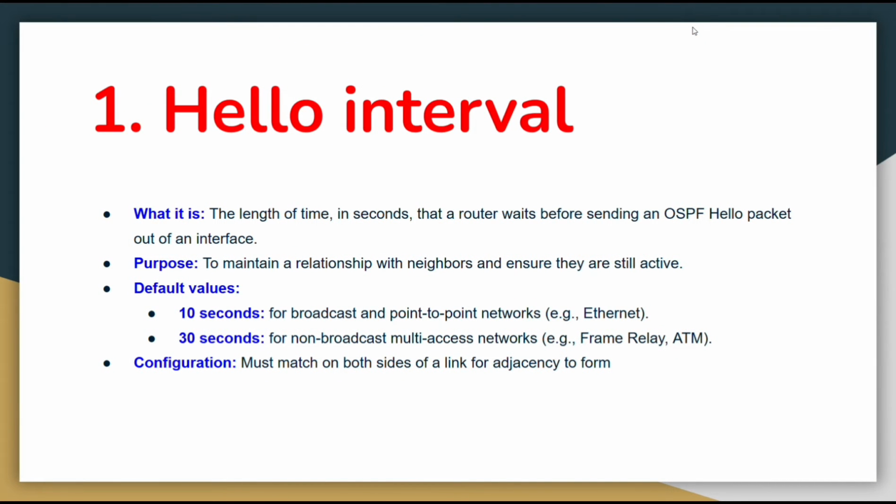First is the hello interval. What it is: the length of time in seconds that a router waits before sending an OSPF hello packet out of an interface. Purpose: to maintain a relationship with neighbors and ensure they are still active. Default values: 10 seconds for broadcast and point-to-point networks, for example Ethernet, and 30 seconds for non-broadcast multi-access networks, for example Frame Relay and ATM. Configuration: it must match on both sides of a link for adjacency to form.